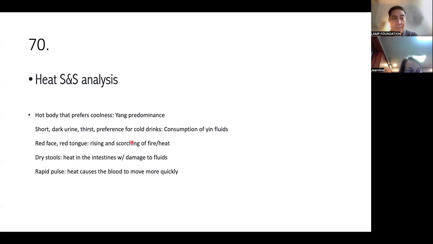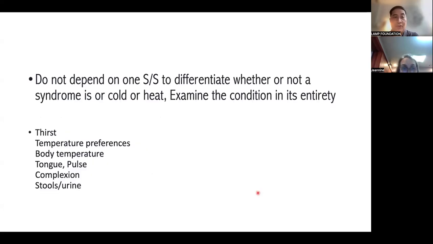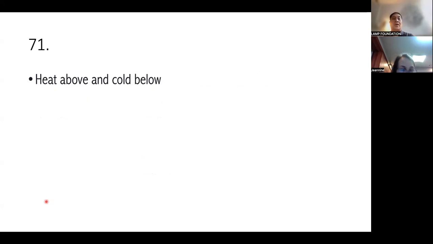I think you mentioned this a while ago. Dry stools: the stools are dry because there is heat in the intestines with damage to fluids. The pulse is rapid: heat causes the blood to move more quickly. Before we proceed to the next one, do not depend on one sign and symptom lang to differentiate whether or not a syndrome is cold or heat. Examine the condition in its entirety. Ask for thirst, temperature preferences, body temperature, the tongue and pulse, complexion, stools, and urine. Heat above and cold below. Can you tell us about this?